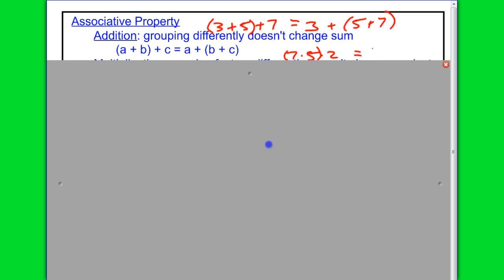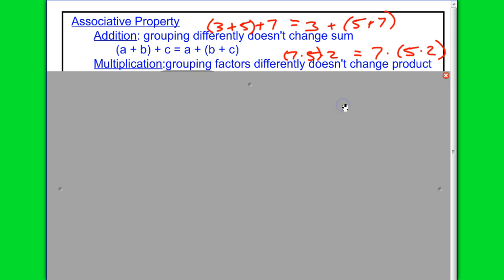Or, let's see if this works. 7 times, what is 5 times 2? 10. Is 7 times 10 70 as well? It works. Now, the order didn't change. 7, 5, 2 and 7, 5, 2. It's just the order that we multiplied changed. And so we can see that there is an associative property of multiplication. The way you group all your factors doesn't change the product.